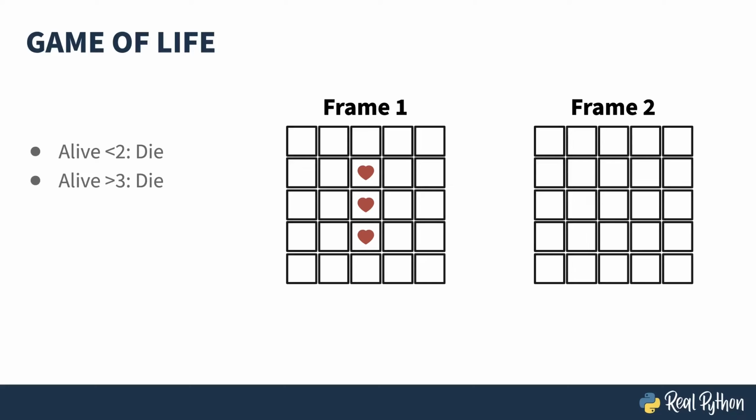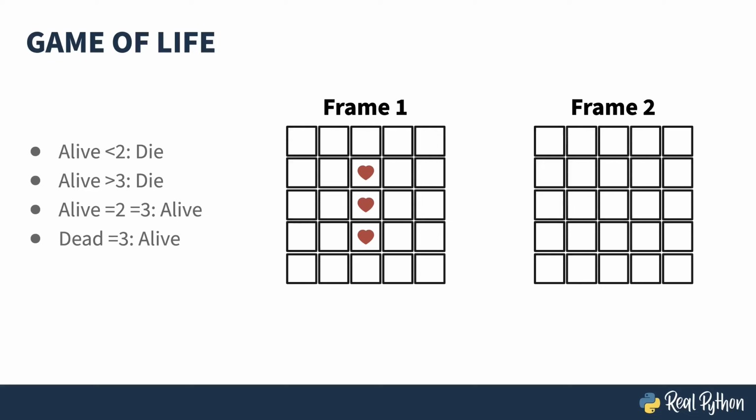If it is alive and more than three of its neighbors are alive, it dies, sometimes called the overpopulation rule. If a cell is alive and exactly two or three of its neighbors are alive, it stays alive. And finally, if a cell is dead and exactly three of its neighbors are alive, the dead cell becomes alive. This is sometimes called the reproduction rule.